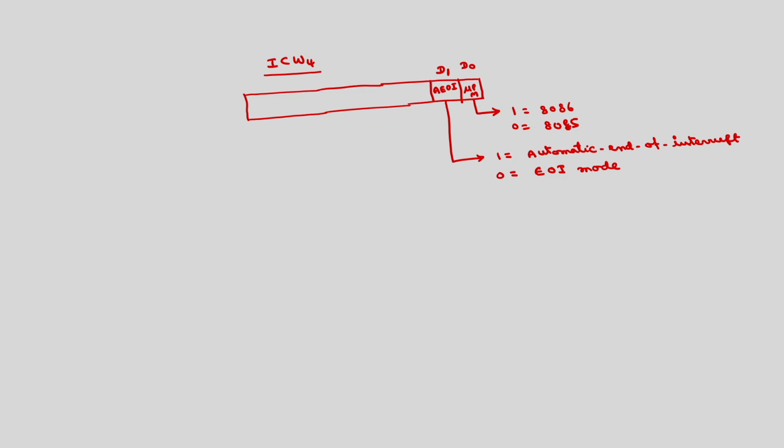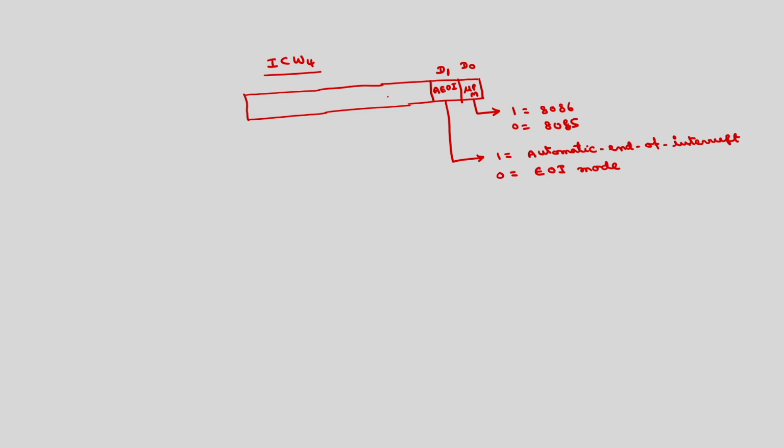So, this is the second pin. After the completion of the service of an interrupt, to indicate that the interrupt service has ended, we can have 2 types of end of interrupt indications. One is automatic, another is EOI. So, 1 means automatic, 0 means EOI.